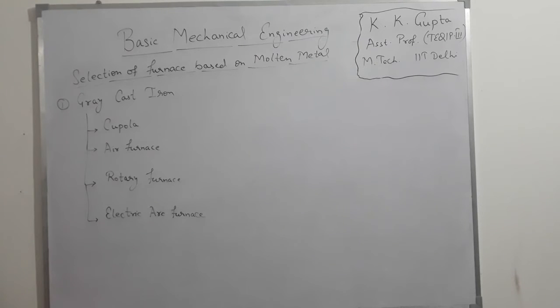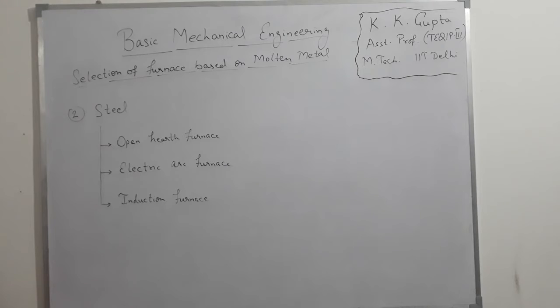Now selection of furnace based on molten metal. It means based on the molten metal we will decide which furnace we will use. For the grey cast iron: cupola, air furnace, rotary furnace and electric arc furnace. These furnaces can be used for melting grey cast iron.